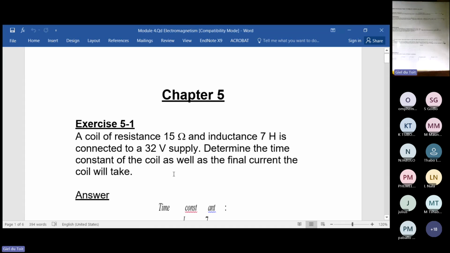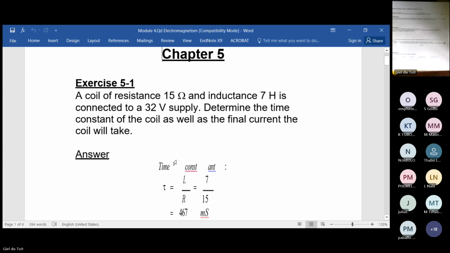Guys, are there any hands to raise? What is the time constant, please? It's very simple. It's 7 over 15, so it's 0.467, right? 467 milliseconds. You see it there.